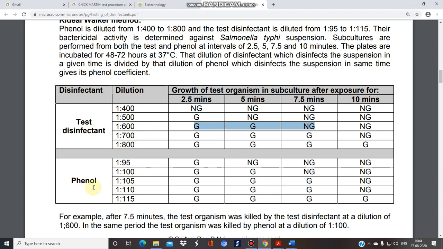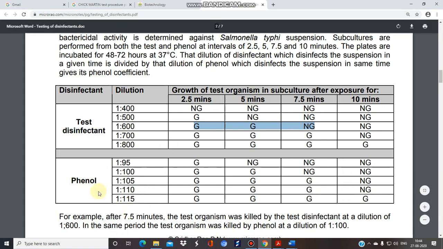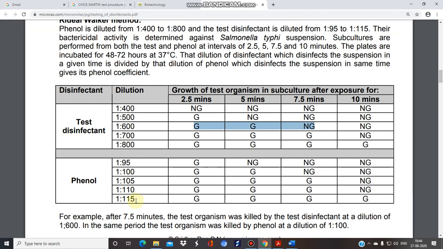In the same way, when the phenol is present, suppose you have taken 1:95. You have taken 1 ml phenol and 95 ml of water is added. And in this case, you have taken 1 ml phenol and 115 ml of water is added. So the concentration of phenol in this is quite low, because you have increased the diluent.